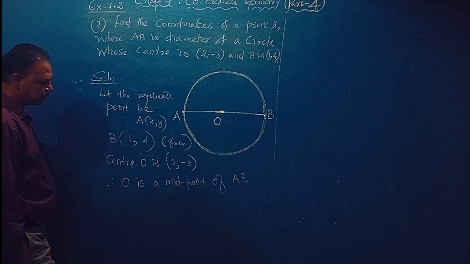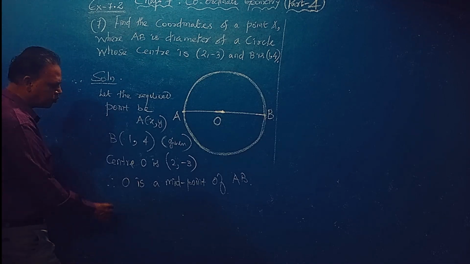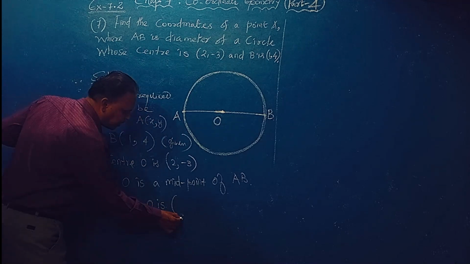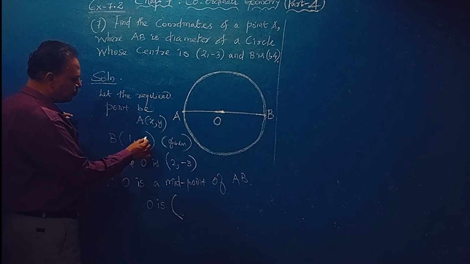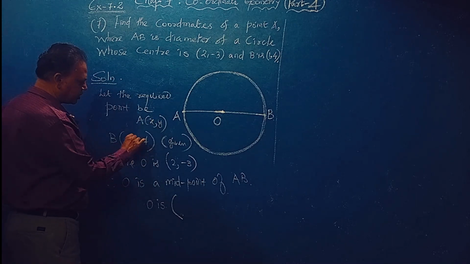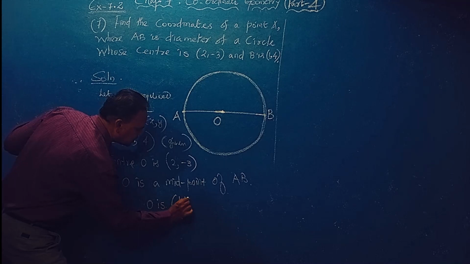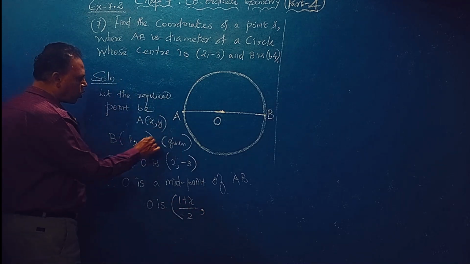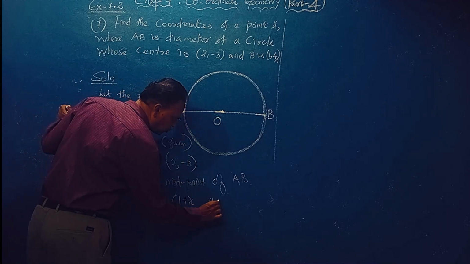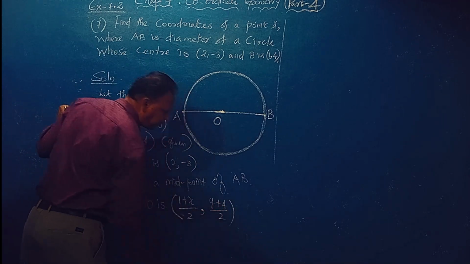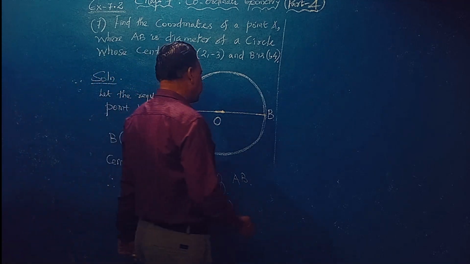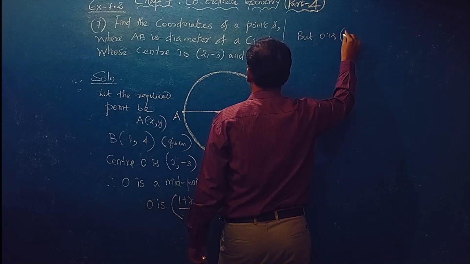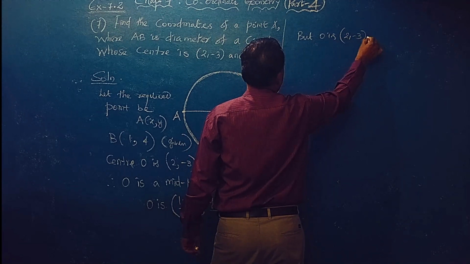Okay. So the midpoint formula is used. O is nothing but the midpoint of AB. Midpoint formula: both the x coordinates add, that is (1 plus x) divided by 2, comma, the y coordinates add, that is (y plus 4) by 2. But O is the given center, that is (2, -3).